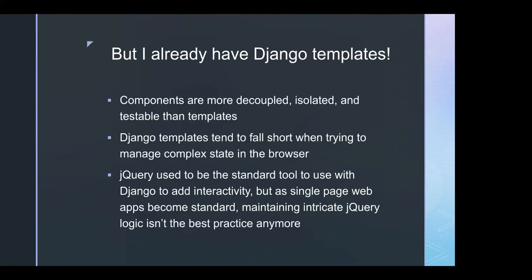So components, as opposed to templates, are much more decoupled, isolated, and testable than templates. Django templates tend to fall short when trying to maintain a very complex state within the browser and a single page application. And jQuery used to be the standard to use with Django and add interactivity. But as single page web apps become standard, maintaining intricate jQuery logic isn't really the best practice anymore.